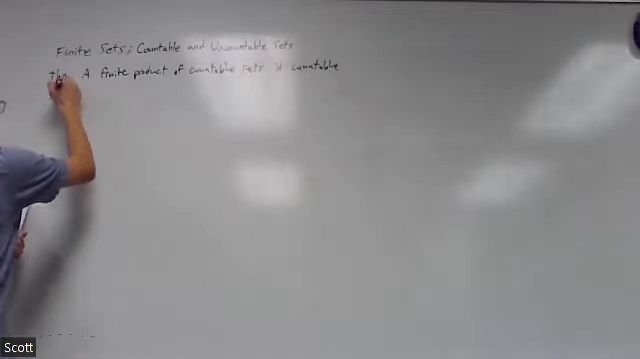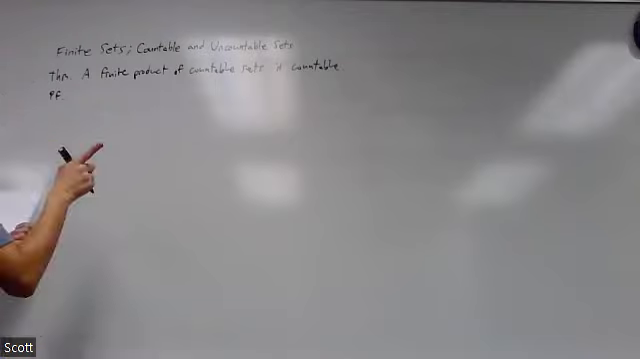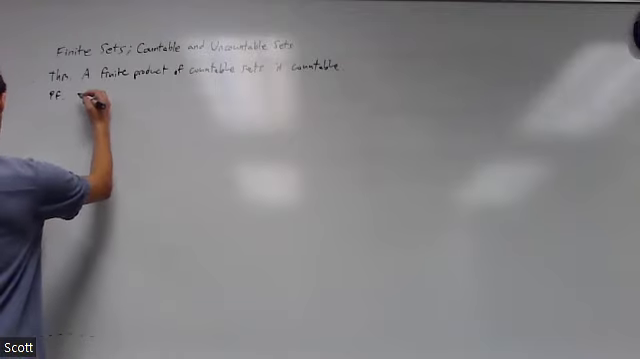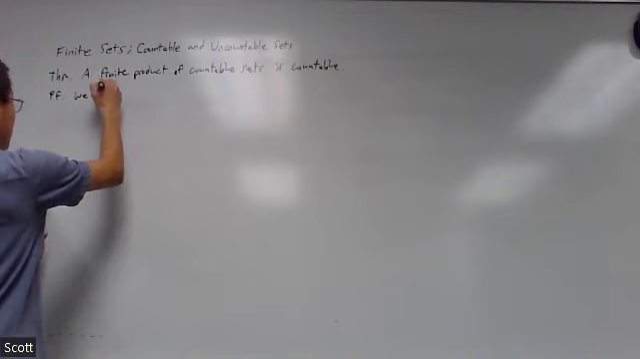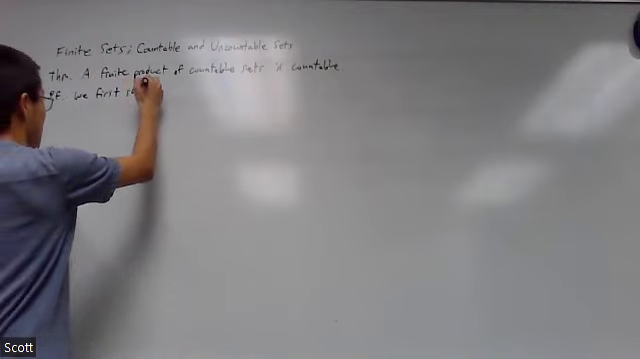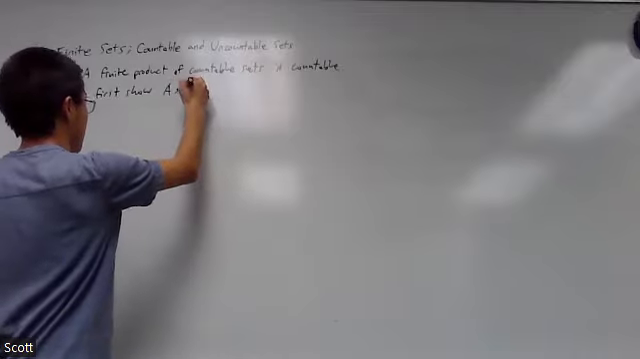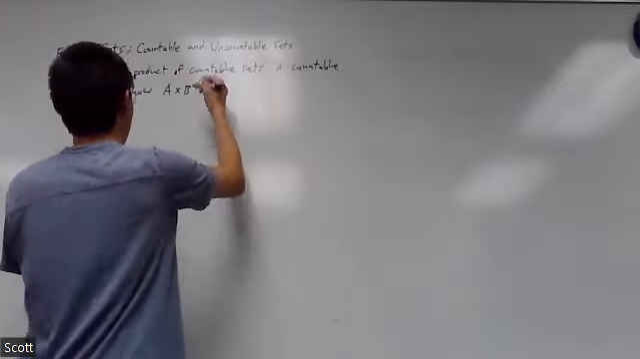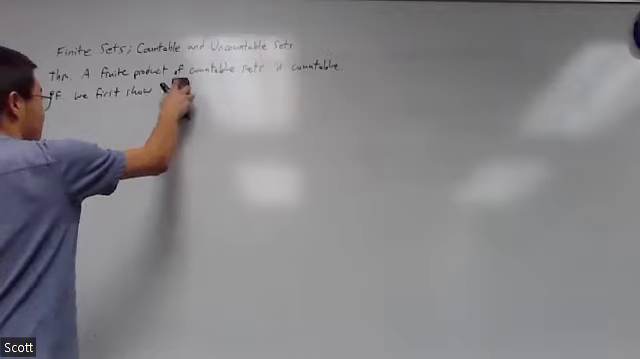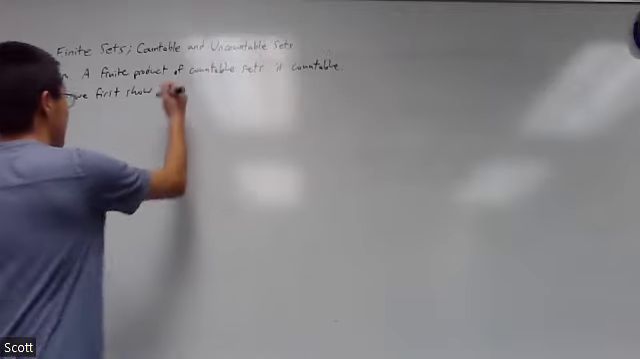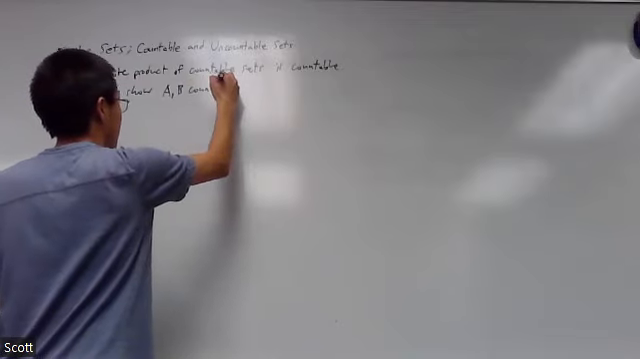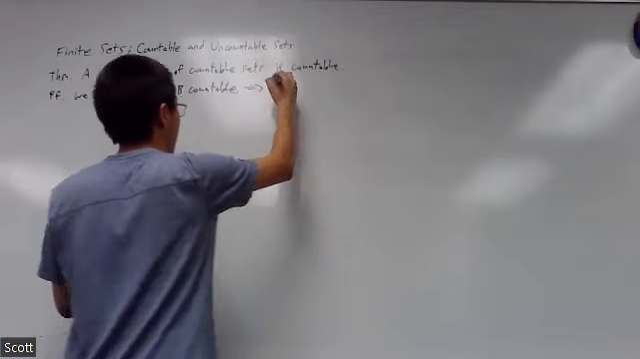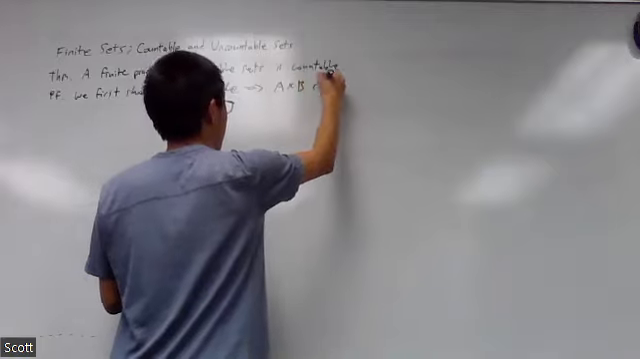So inductively, we're going to first show that it's true for just the smallest case. So we first show that A cross B is countable. Well, okay, I'll do it in a way reminiscent of closure. So let's say if A, B countable, then A cross B countable.